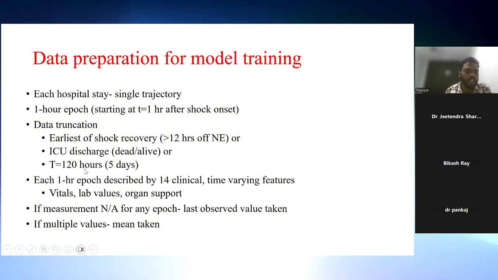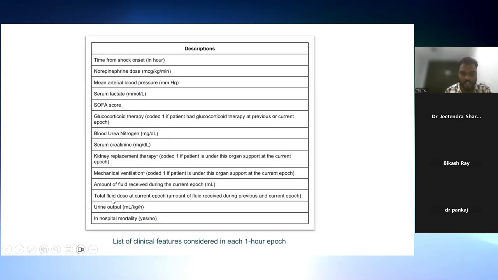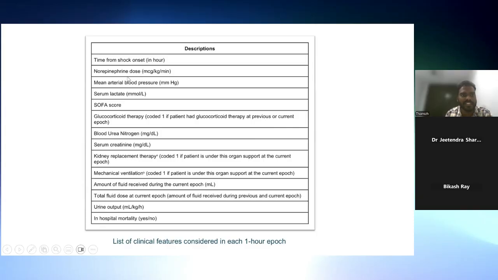that is 120 hours. The 1 hour epoch, they were describing it with 4 clinical parameters, which include vitals, lab values, and organ support. These are the parameters that they have discussed. Once the agent takes a decision regarding starting vasopressin, either starting or stopping, it is based on these parameters. It assesses the state of the environment: MAP, norepinephrine dose, shock onset, SOFA score. Based on the repeated trial and error method, it changes its values and gets the reward, and it changes its next decision for a better reward in the next cycle.